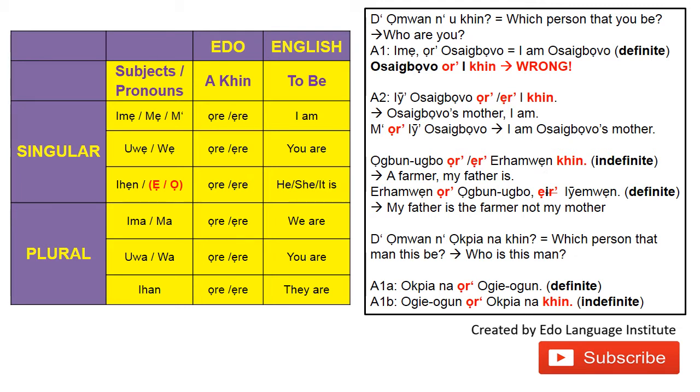Now we have another question here. Doma no bianahin. Doma no bianahin. So it means which person is this man. So the or ma.